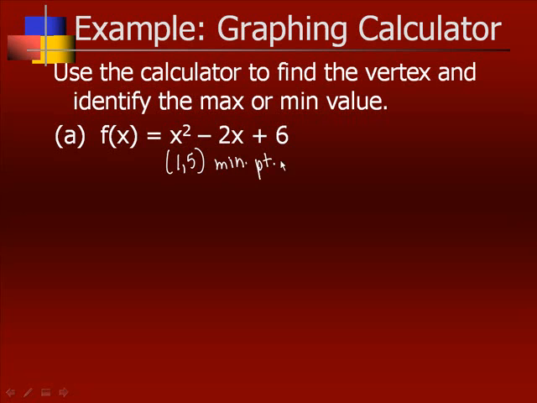Sorry, that's our minimum point. That is our vertex. Now the minimum value is just the y value, which is 5.